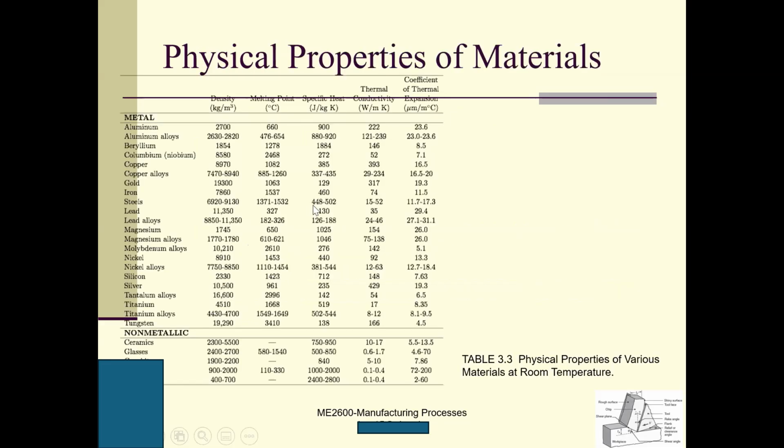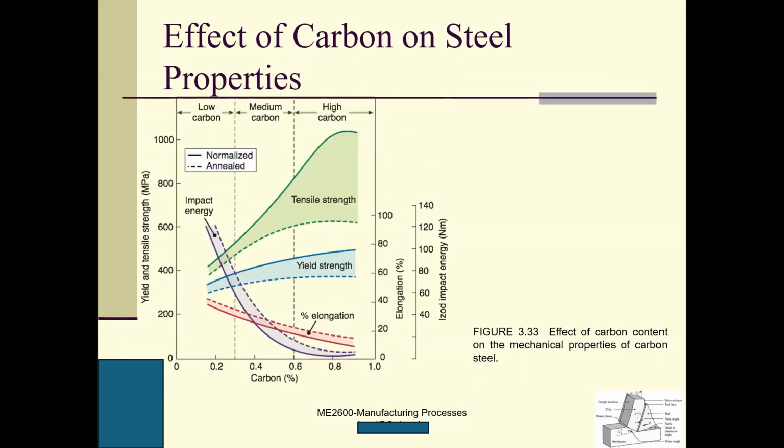So these are physical properties of material, the metal, and these are non-metallic. Density, melting temperature, specific heat, thermal conductivity, coefficients of thermal expansion, and specific. Okay? You will see a lot of terms that contain specific. Whenever you see specific, that means something per unit volume, right?